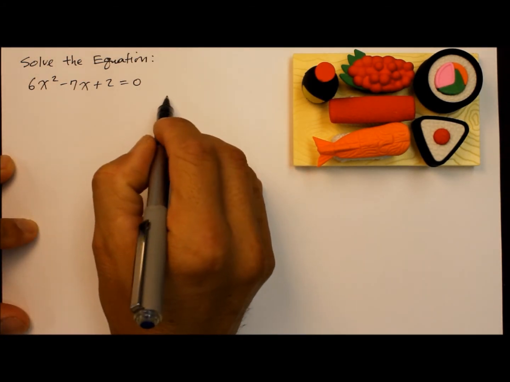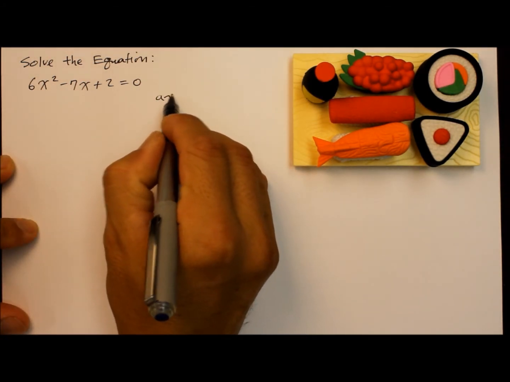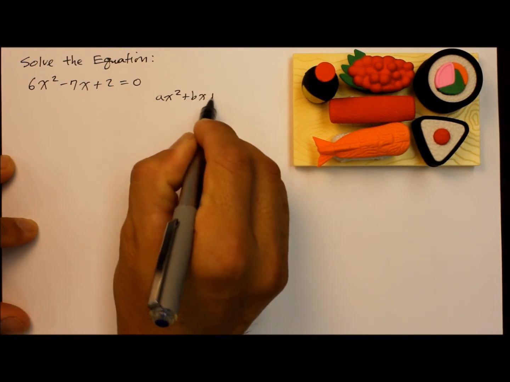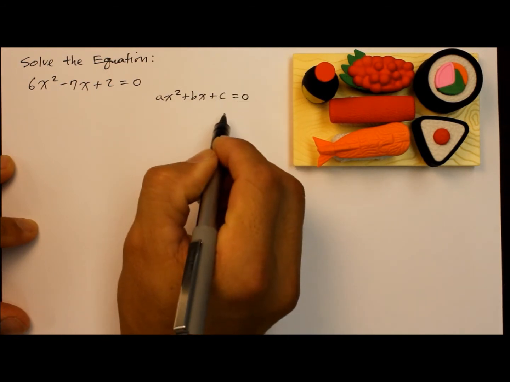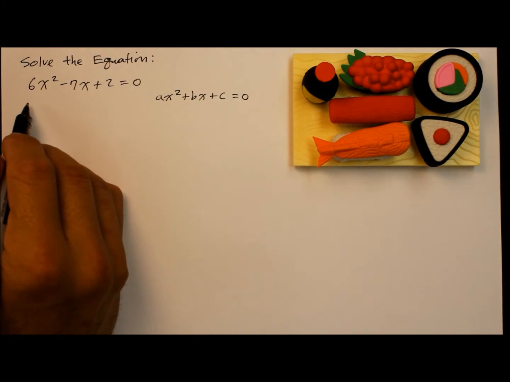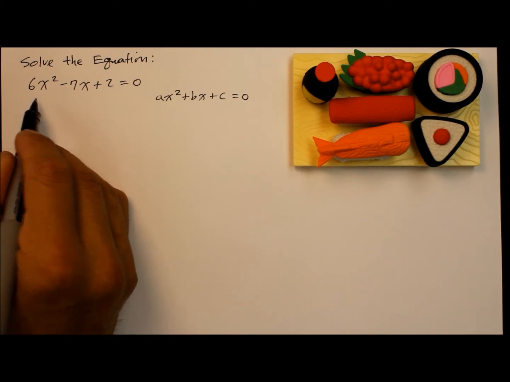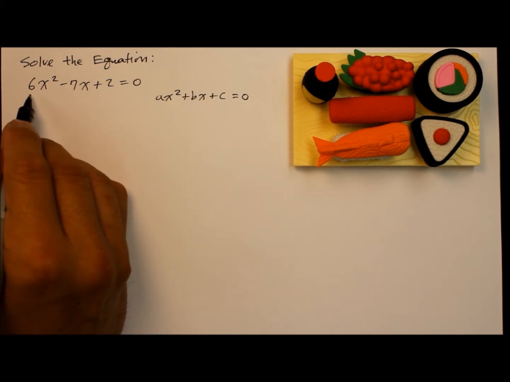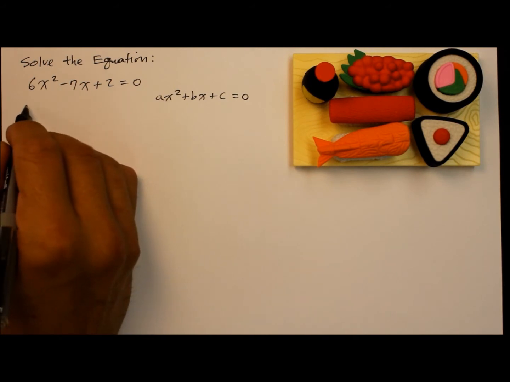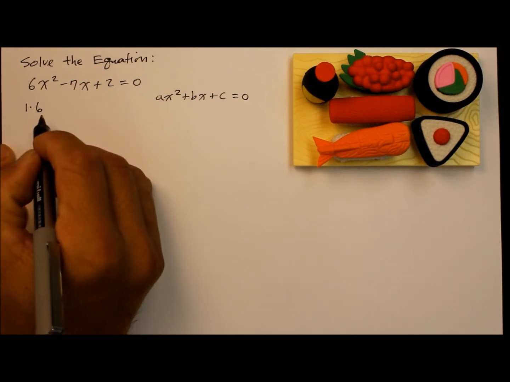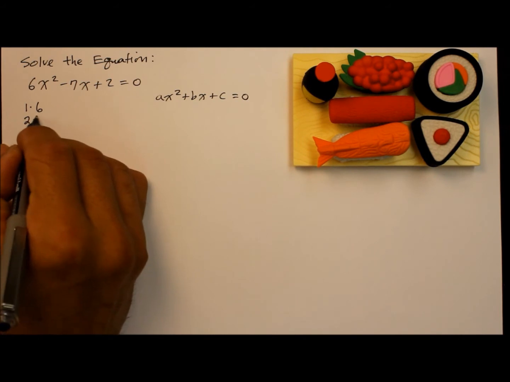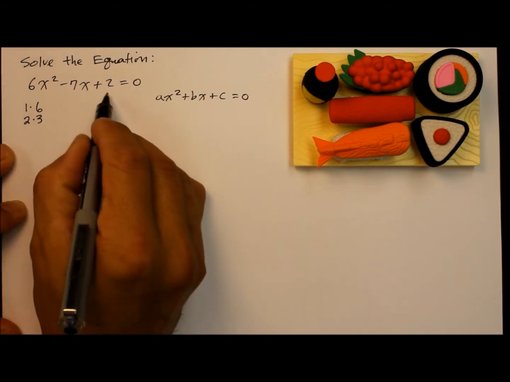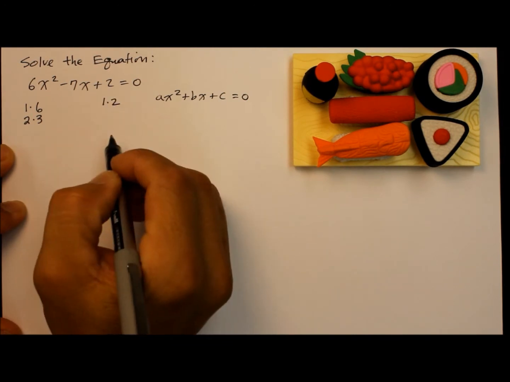So first, recall that the standard form of a quadratic equation is written as ax squared plus bx plus c is equal to 0. In this case, the leading coefficient 6 is not a 1, so we have to use the AC factor method. To do that, we list all the multiples, the factors that give you a 6. In this case, we got 1 times 6, or 2 times 3. Now look at the C term. This one's easy. It's just 1 times 2.